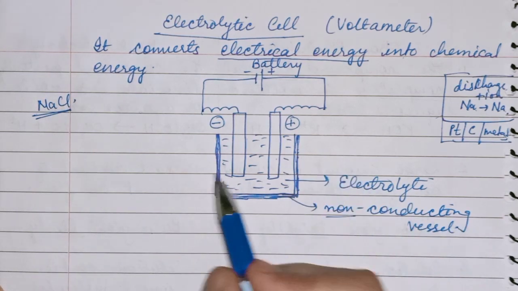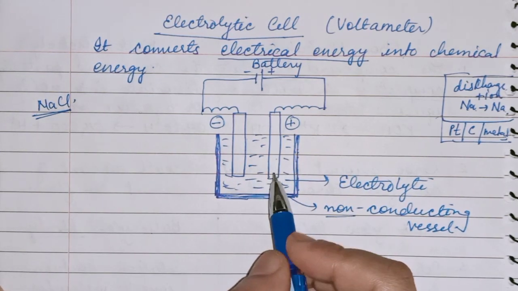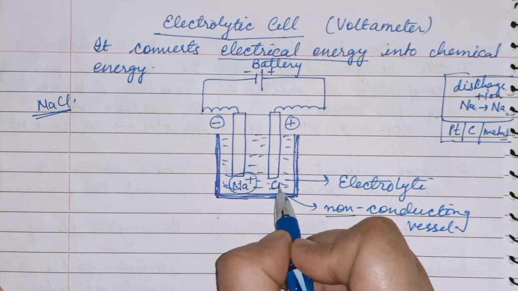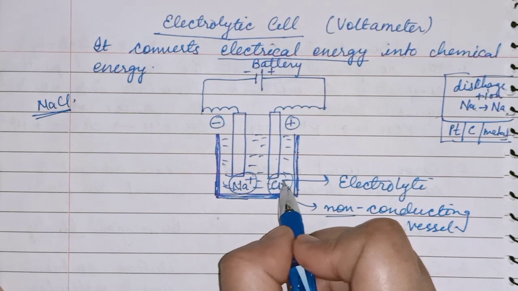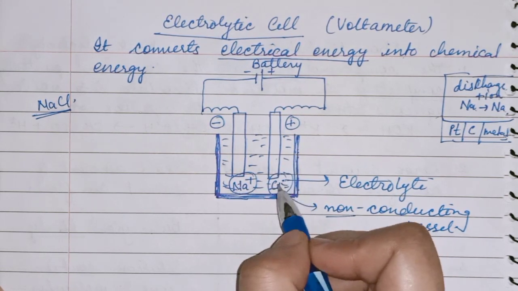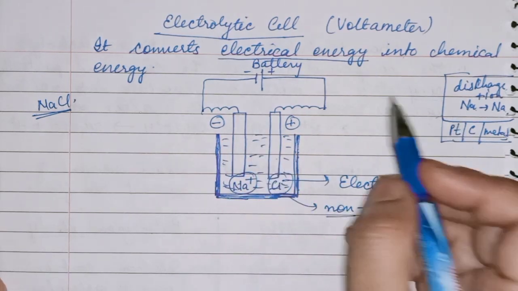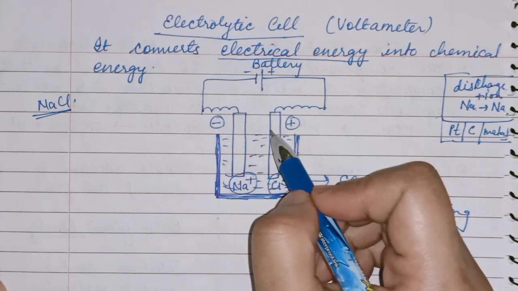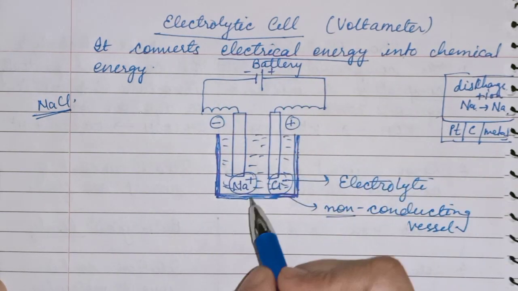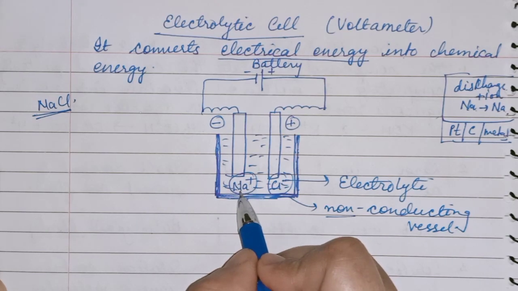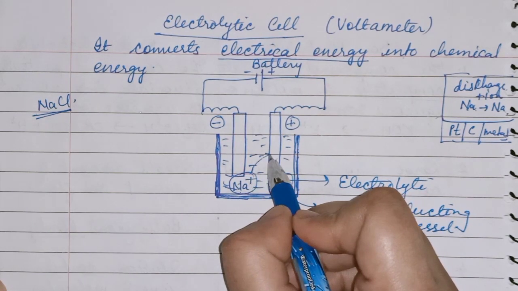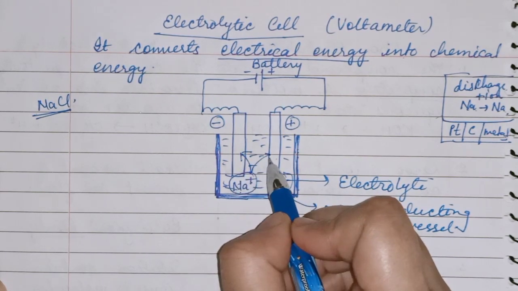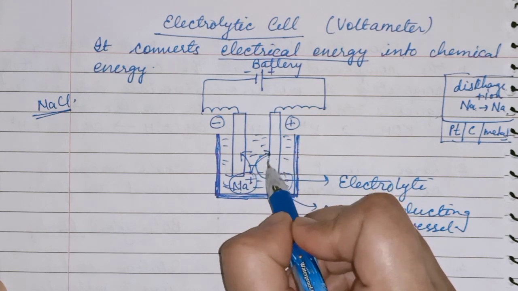When NaCl is in aqueous form or in the molten state, what will happen? Na plus and Cl minus ions will form and be present in the solution. After the battery is connected, that means DC current is passing through this circuit. When current starts flowing, positively charged ions will move towards the negatively charged electrode. Plus will move towards minus, and minus ions will move towards plus.